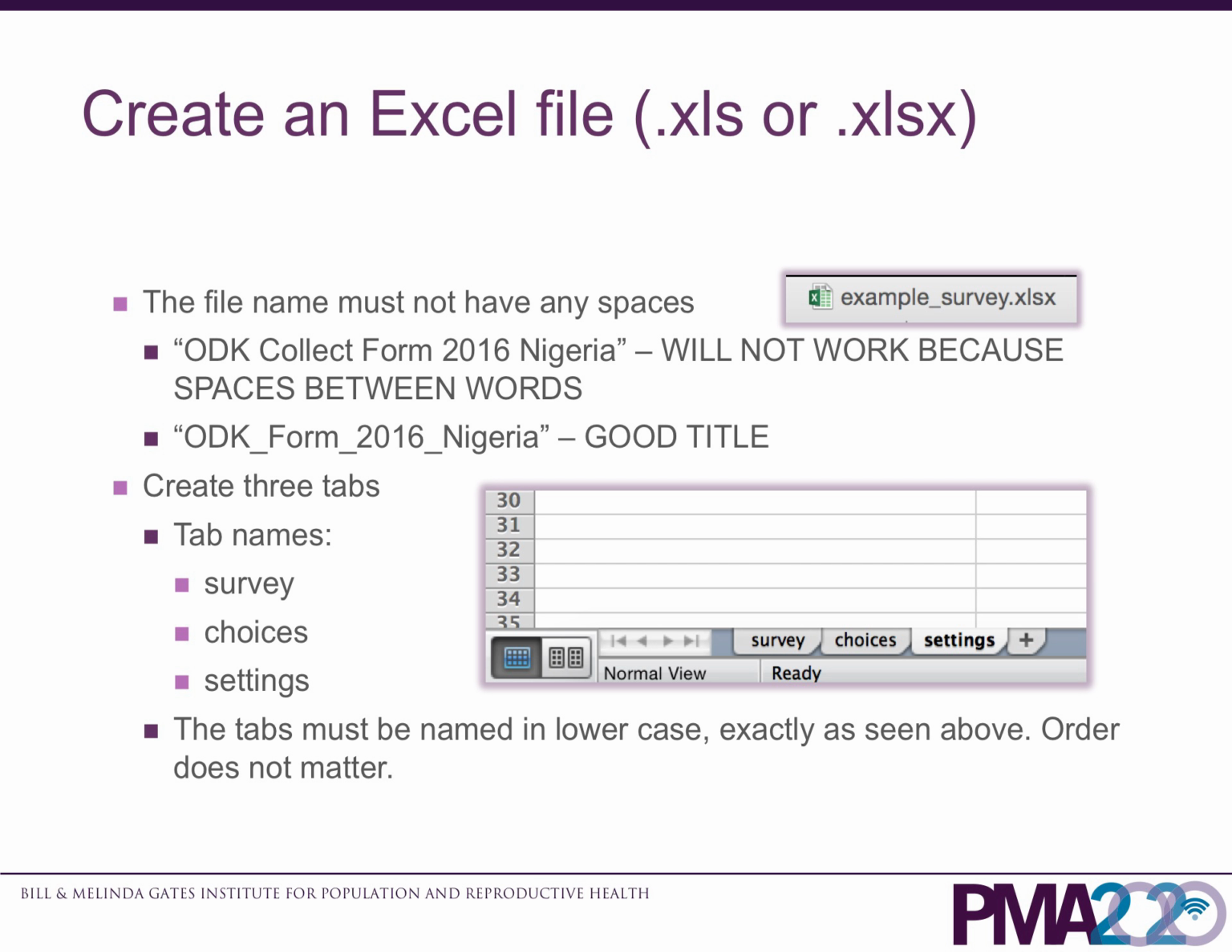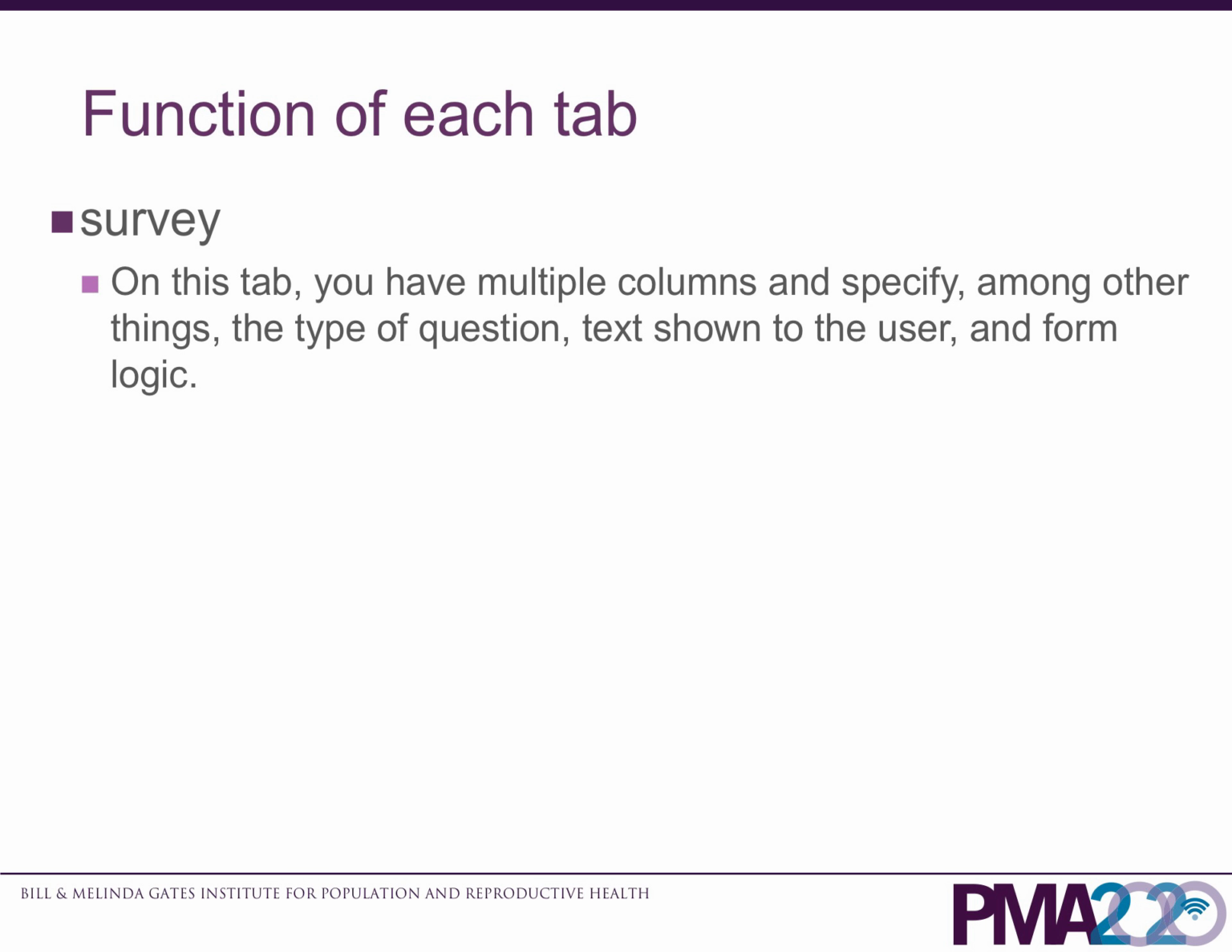So please pause the presentation, save the Excel file with the name example_survey_your last name, and add the 3 tabs as written in the PowerPoint slide. So now that you have your Excel file saved and the tabs added, I want to talk to you about each tab.